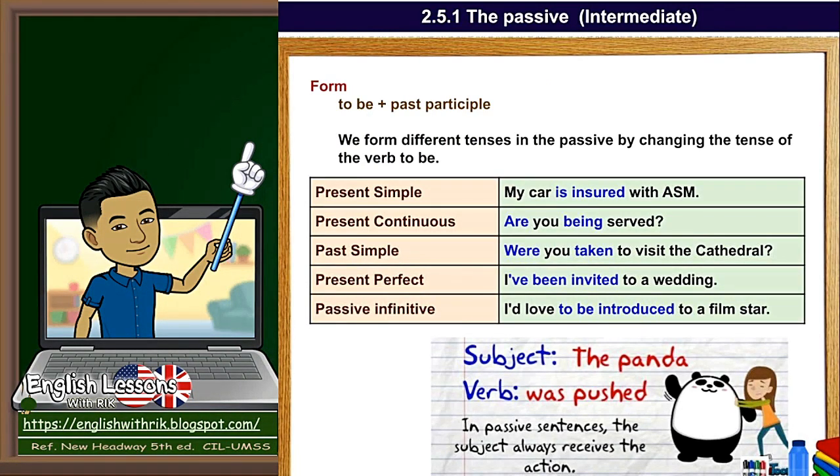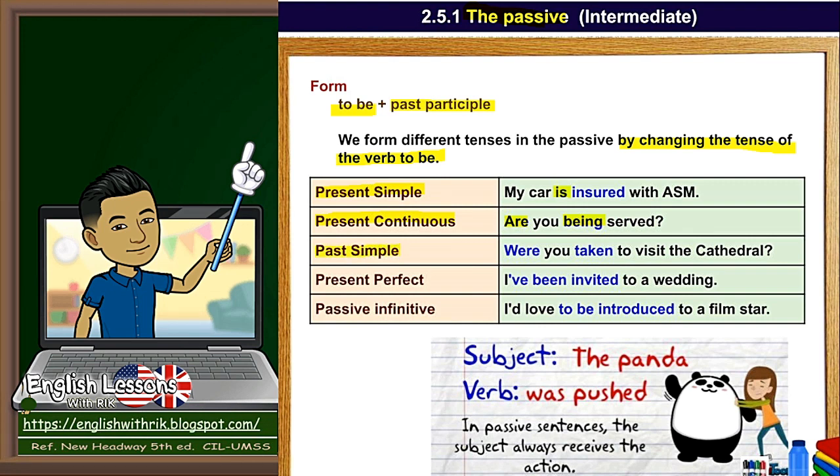The passive. Form. We form the passive with the verb to be and the past participle of the main verb. We can form different tenses in the passive by changing the tense of the verb to be. Present simple passive. My car is insured with ASM. Present continuous passive. Are you being served?